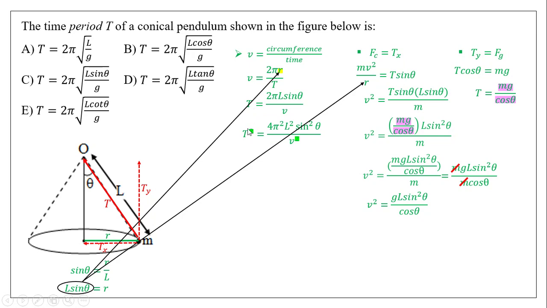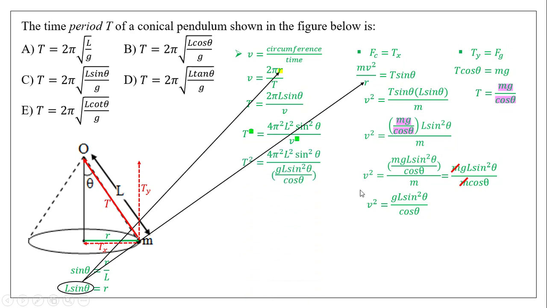I want to square the left side, which makes it T squared. But if you square the left side, you've got to square the whole entire right side as well. So 2 squared is 4, pi squared is pi squared, L squared is L squared, and then sine squared is sine squared right here, divided by v squared. So you notice originally v was by itself, but I'm going to square it because I have v squared here. Okay, this is just a trick that I do. You don't have to. You can take the square root of v here and then substitute in.